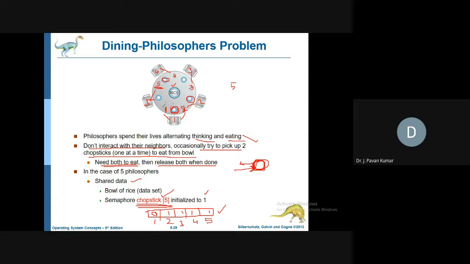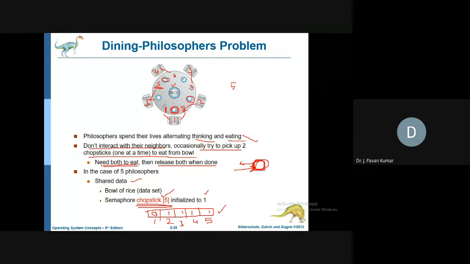When will he release it? Whenever he gets the second one. But the second one is held by the second philosopher. When will he release that? Whenever he gets the third one. But the third one is held by the third philosopher. When will he release it? Whenever he gets the fourth one.